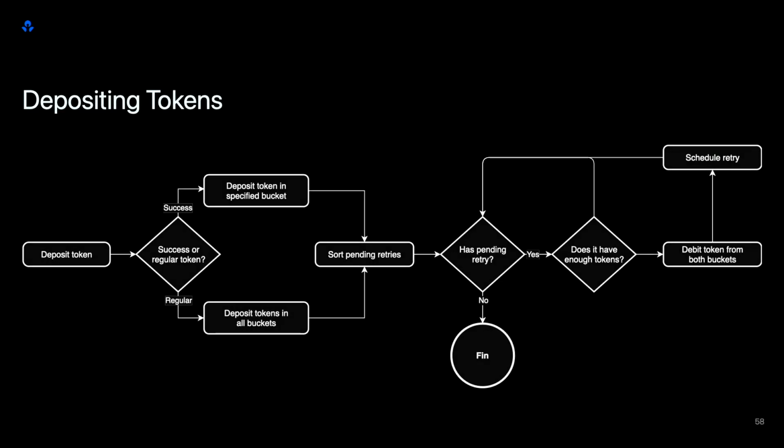And then the second function is depositing tokens. We deposit the token. If it's the 1/30th of a token that we deposit every second, it goes into every bucket. If it's one for the notification of a successful retry, it goes back into the buckets that we borrowed it from so that they can be reused for the next one. After that, we just sort any pending retries by priority, and then we just iterate over it. If they have enough tokens to try, we debit the tokens, execute that retry request, move on to the next one, so on and so forth. And that's really all there is to it.